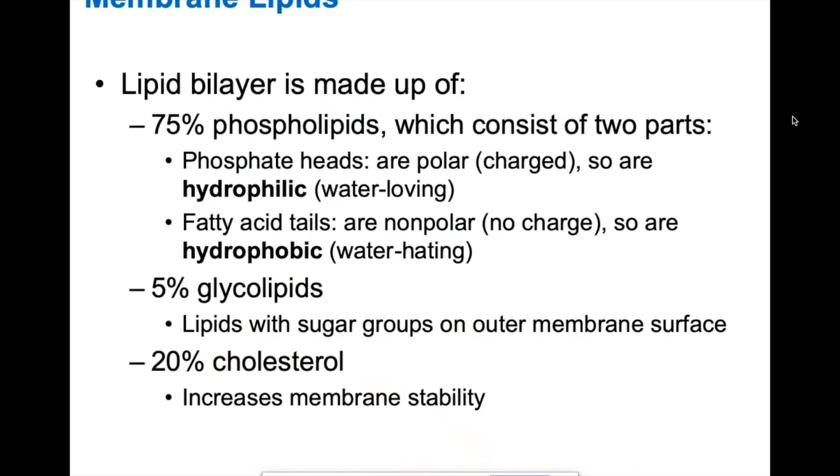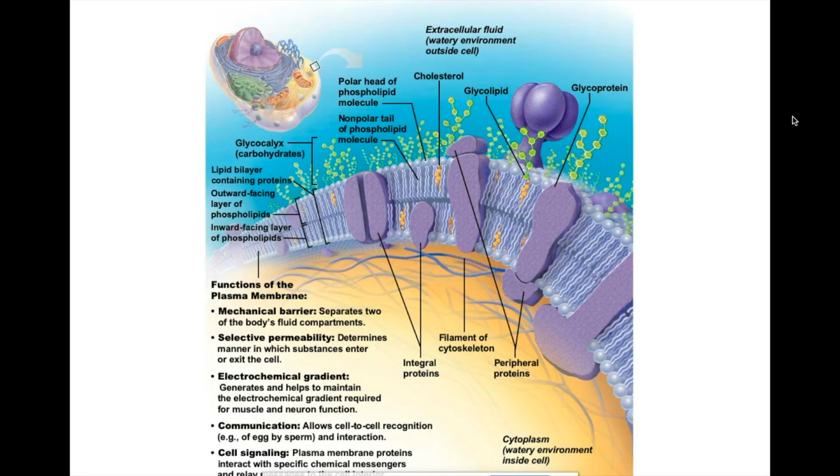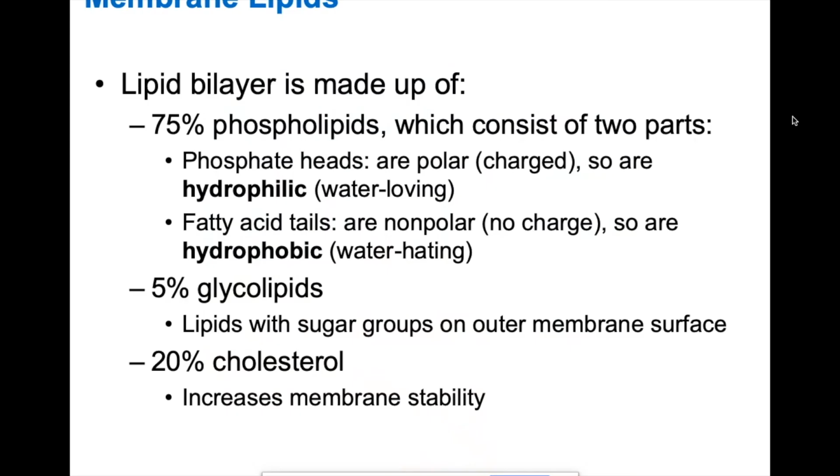So our membrane lipids, there are different types of lipids making up this giant structure called the phospholipid bilayer. 75% of these lipids are phospholipids, which have two parts: a phosphate head and a fatty acid tail. The phosphate head is polar. It's a charged part, so it wants to interact with water, because remember, like dissolves like; polar materials want to interact with each other. So those are hydrophilic, or water-loving.